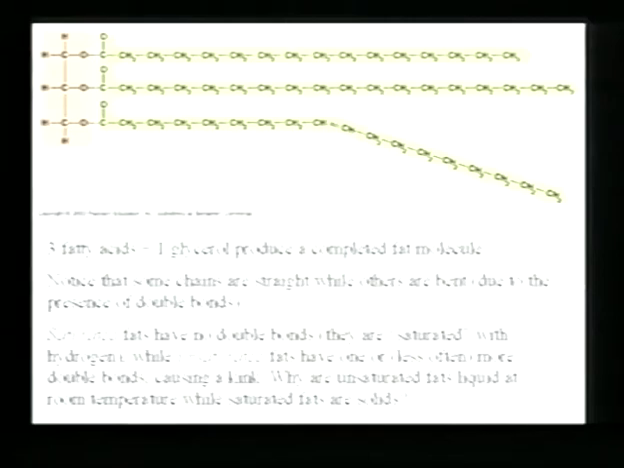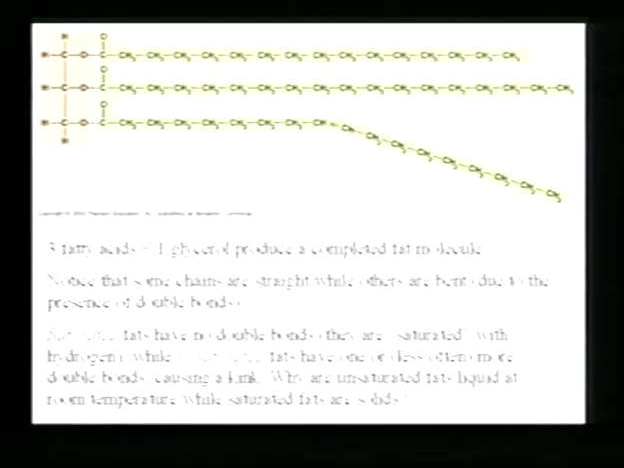Okay? So I asked, why are unsaturated fats liquid at room temperature while saturated fats are solid? Animal fats tend to be saturated fats. That's why they're solid at room temperature. Plant oils tend to be unsaturated, and so they're liquid. They're also healthier for you because they're easier to mobilize than animal fats.